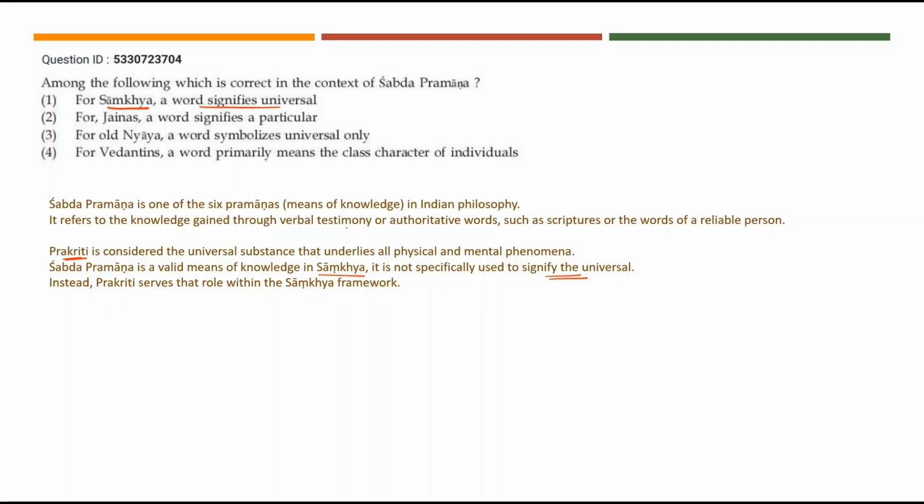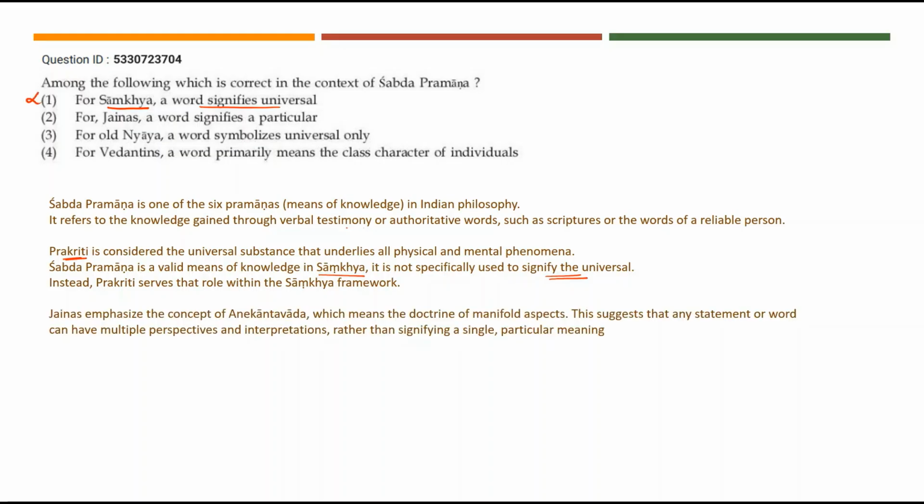We are actually human beings. In scientific name, we will be called Homo sapiens. All the living things have a different name in scientific terms. Similarly, in Samkhya, a word does not signify universal. Prakriti is used to signify universal. So definitely one is not the right answer.